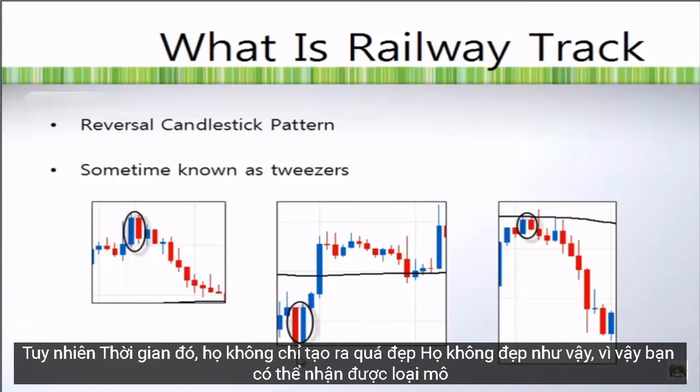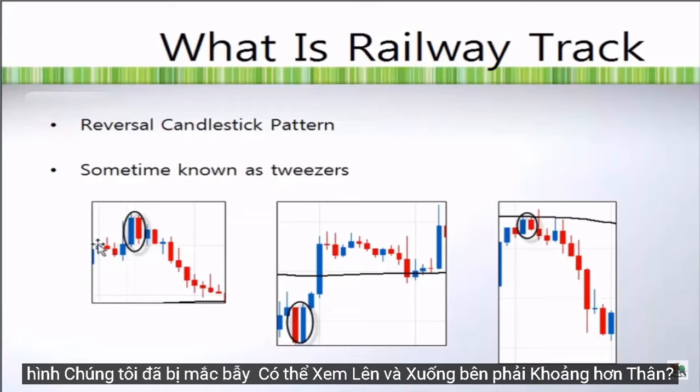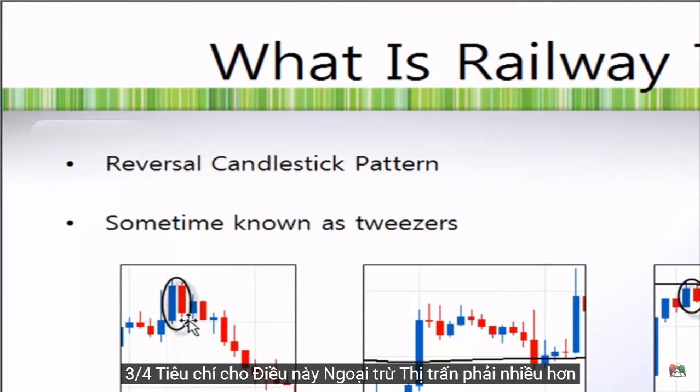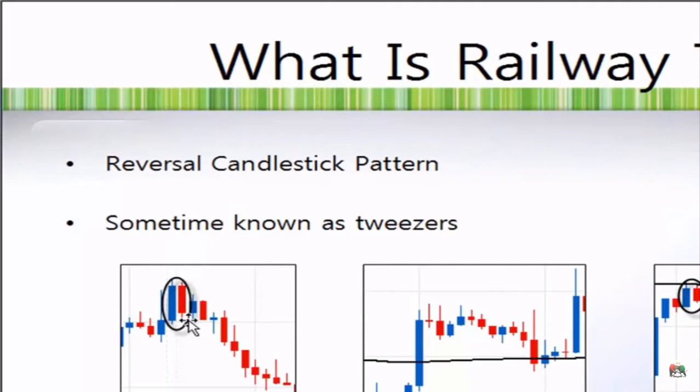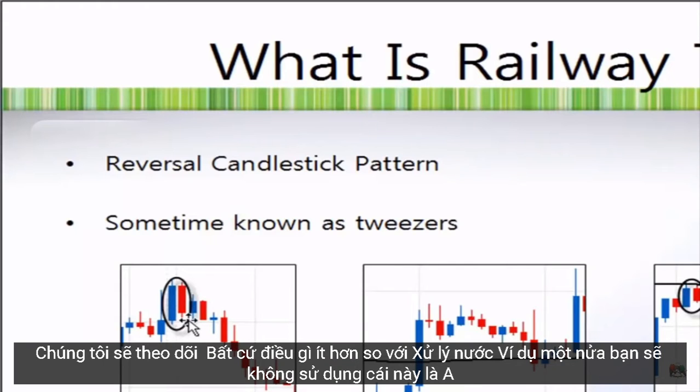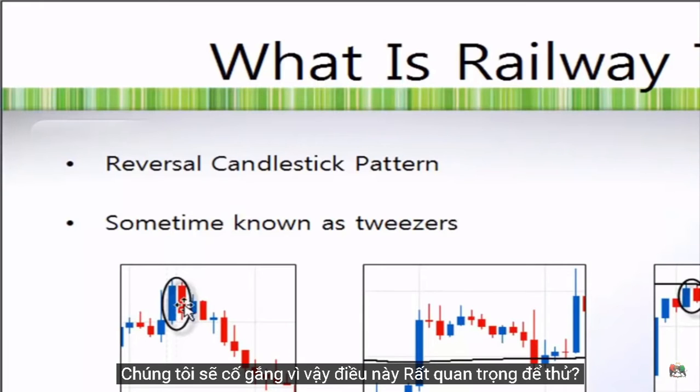However, there are times when they're not created so nicely, so you might get this kind of railway track pattern. Can you see? Up and down. The down is more than 3/4. The criteria for this is that the down has to be more than 3/4, or at least at the 3/4 mark. We consider this a quasi railway track, but it's also considered a railway track. Anything less than 3/4, for example half, you will not use as a railway track. So this is very, very important.